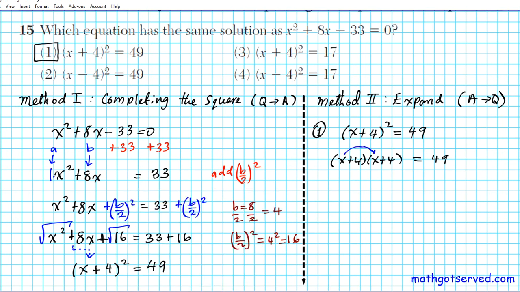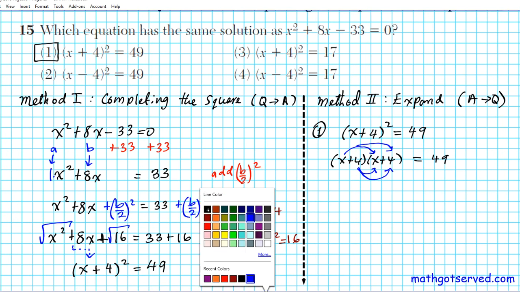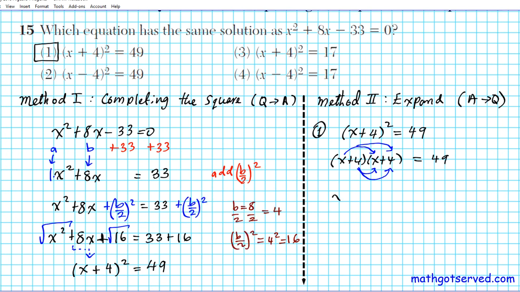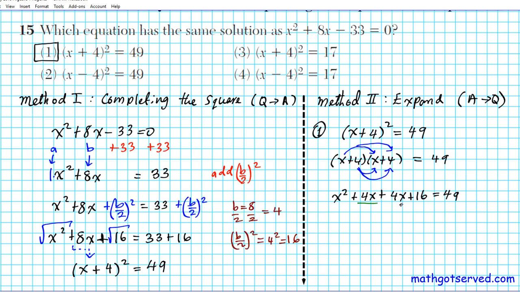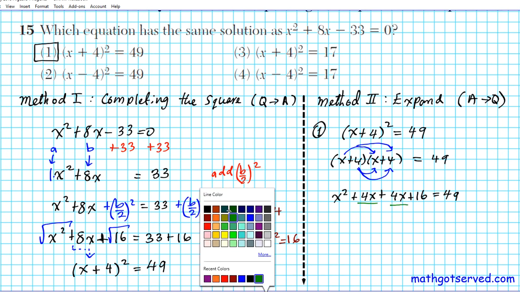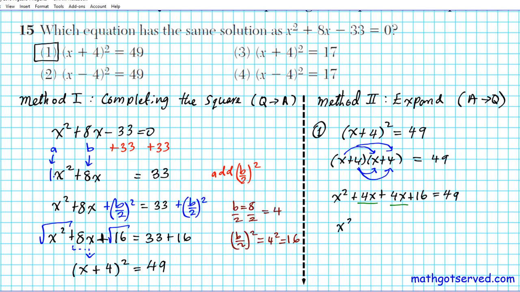First, outer, inner, and then last. Double distribution. Now when you multiply, you're going to have x times x is x squared. That's first. Outer, x times 4 is plus 4x. Inner, 4 times x is 4x. Last, 4 times 4 is 16, equals 49. Now let's combine like terms. Positive 4x and positive 4x are your first degree terms, so we combine those. And then we have x squared plus 8x plus 16 equals 49.